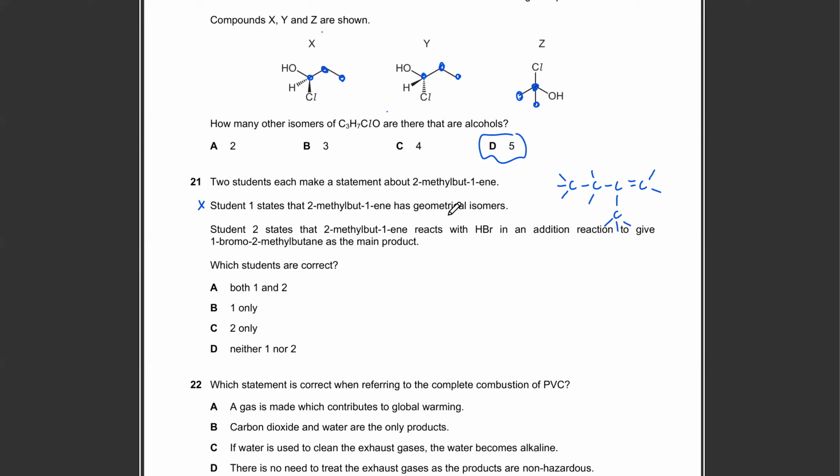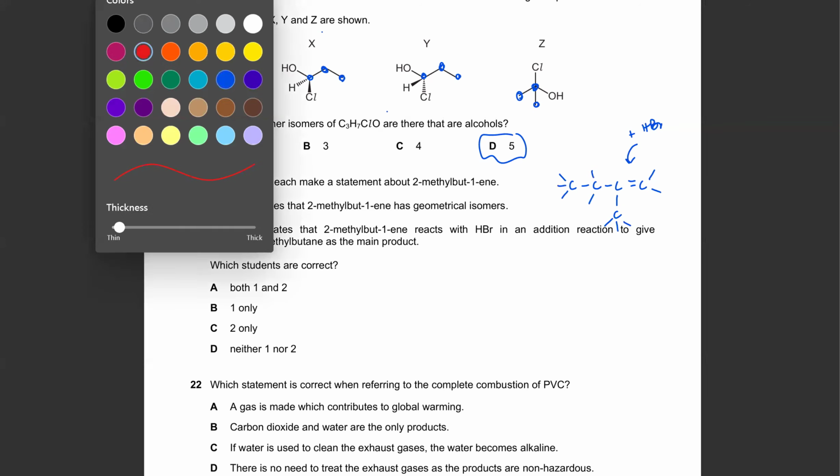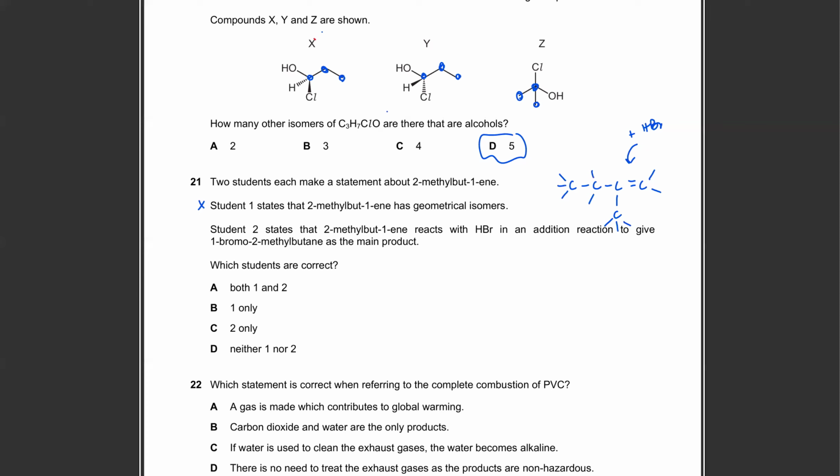Yeah. Student two states that this reacts with HBr in an addition reaction to give 1-bromo-2-methylbutane. Is that correct? As the main product, so major product. So it reacts with HBr, right? Where will the H get attached? Right side or left side? On the first carbon. So the H gets attached over here and the Br gets attached on this one. And the double bond between them disappears, right?